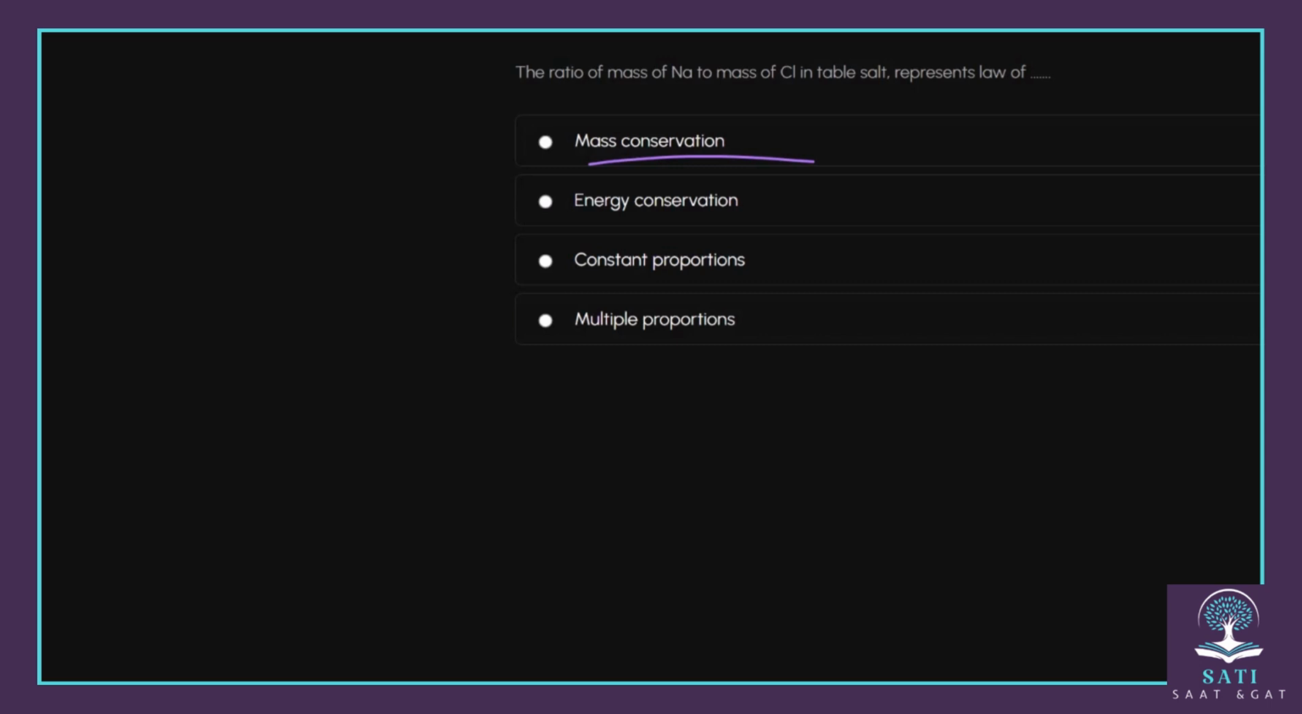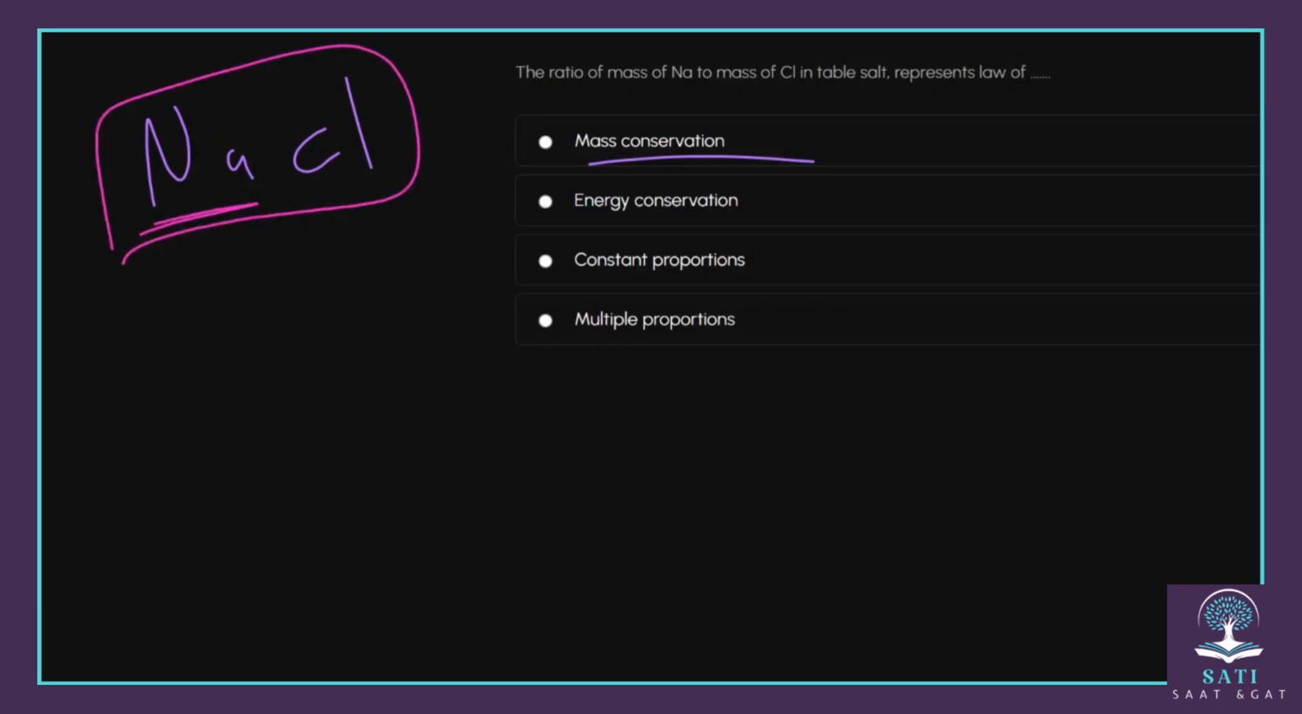They said the ratio of mass in Na and Cl. Here they are talking about just the ratio of mass of that one to that mass. Okay, NaCl, this is NaCl, which is what? Table salt. And now, if you want to find the mass of the whole compound, it represents the mass of sodium plus the mass of what? Of chlorine. Okay, what is now constant proportions and multiple proportions?